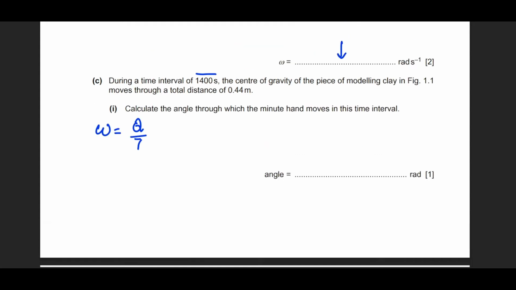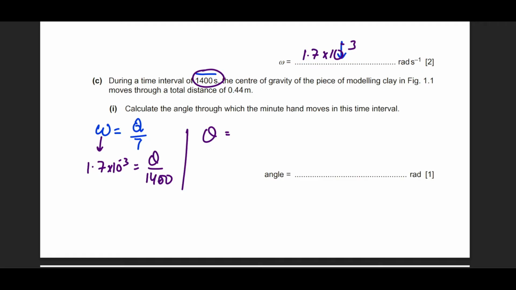So the angular velocity is 1.7 into 10 raised to power minus 3. So let's write that down over here. So this will be 1.7 into 10 raised to power minus 3 equals theta divided by time, which is 1400 seconds. So theta comes out as 2.38, which will be 2.4 radians.